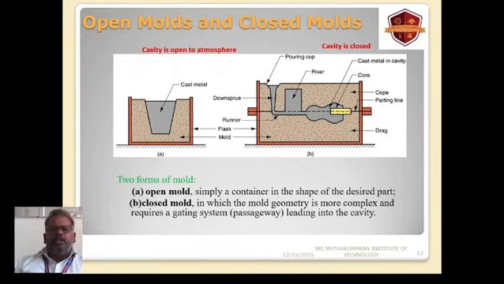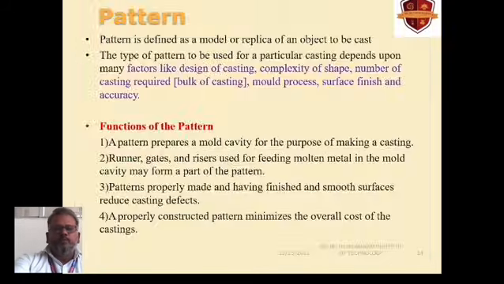Now talking about the classification, we have two types here. One is the open mold, where only one half is kept and a single piece is cast. That is the left side, the A part of the diagram. On the right side you have the other one, where both the cope and the drag are put together and used for making the pattern. So one we call the open mold and the second one the closed mold.